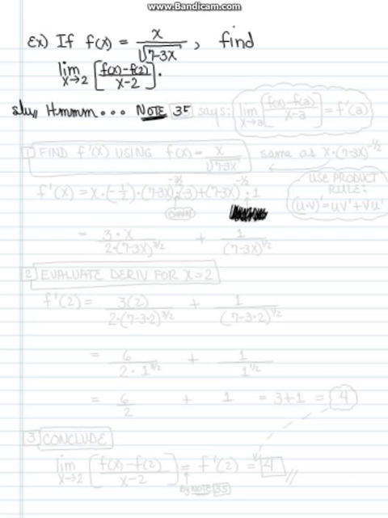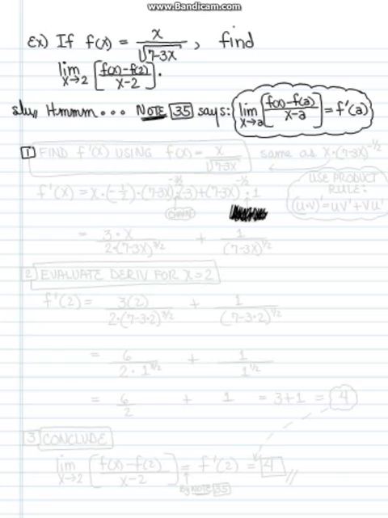Take a look back at note number 35. It says the limit as x approaches a number a of f of x minus f of a over x minus a is defined to be equal to the derivative f prime evaluated at this number x equals a. So yes, that does look familiar. And we're going to use that definition to answer the question, find the limit.